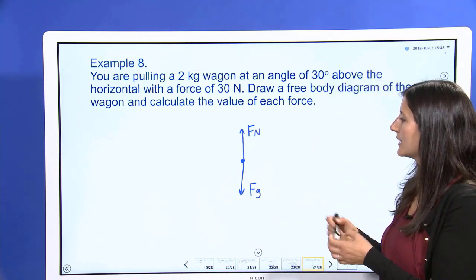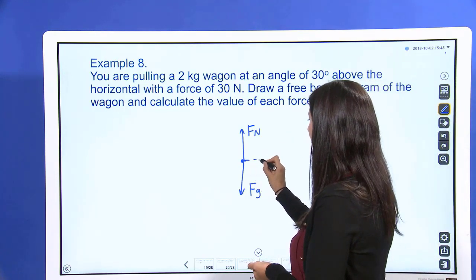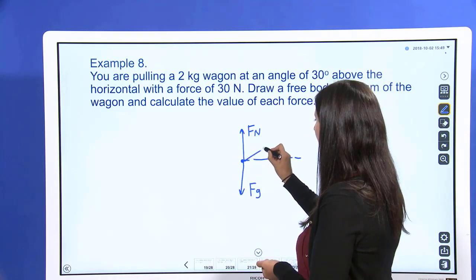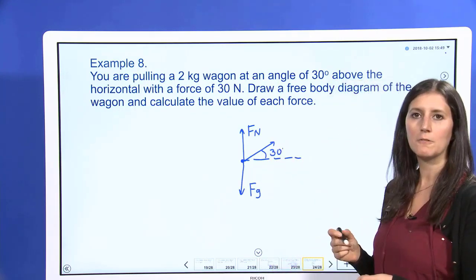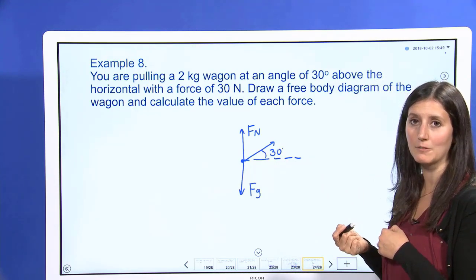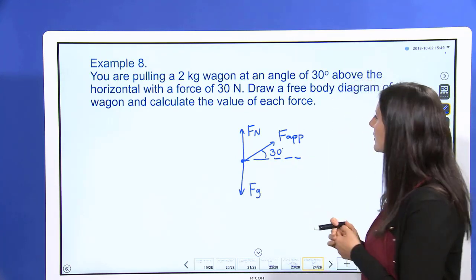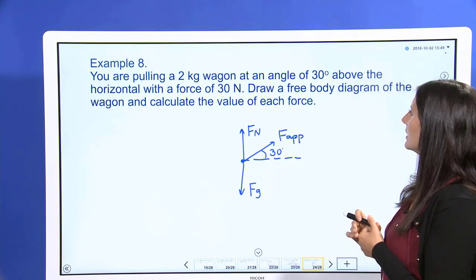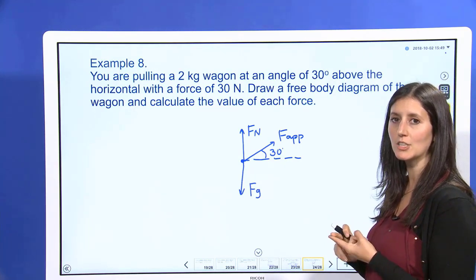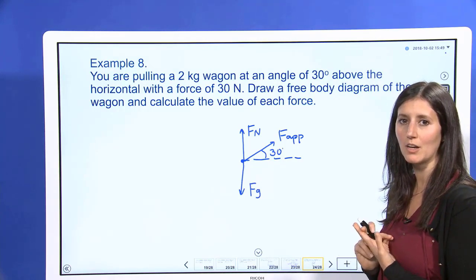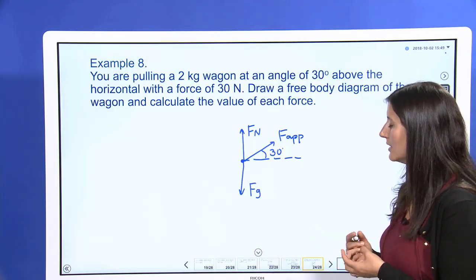Now we're pulling the wagon, let's say I'm pulling it this way, at an angle of 30 degrees above the horizontal. So if this is my horizontal here, I'm pulling it at 30 degrees above the horizontal. So this is 30 degrees. And the force of me pulling it would be called the applied force. Now there's no rope or string in the question, so we're not going to have a tension, and there's no mention of friction at all in this question, so we're not going to include friction. Okay, so that's it. Those are all the forces acting on my wagon.